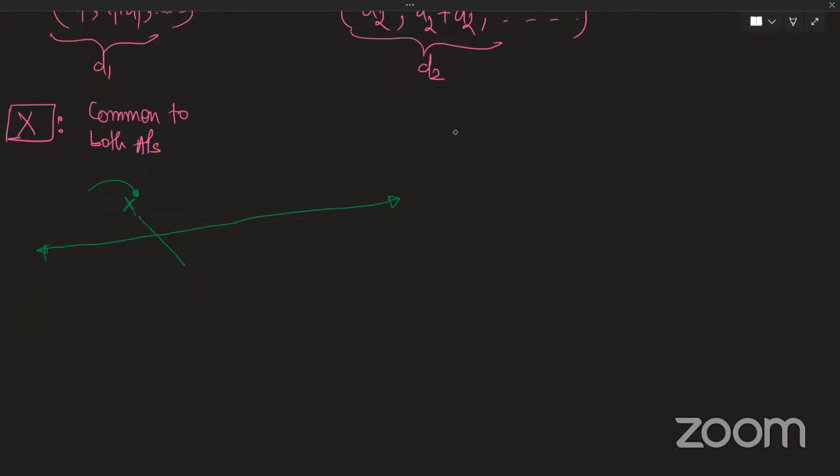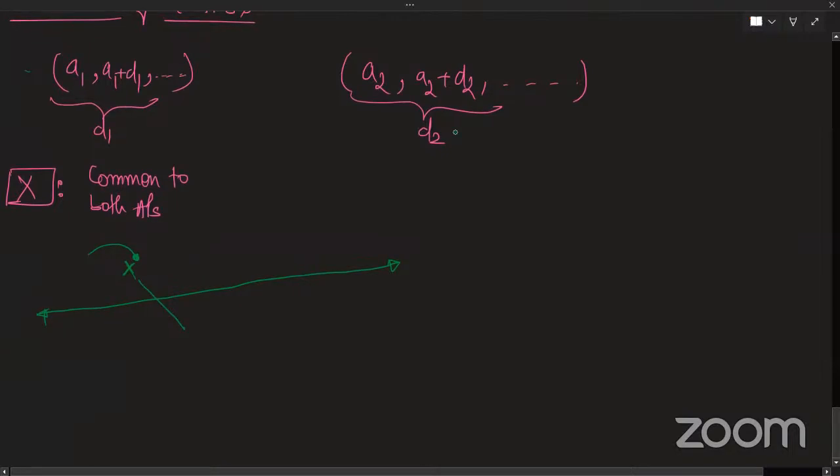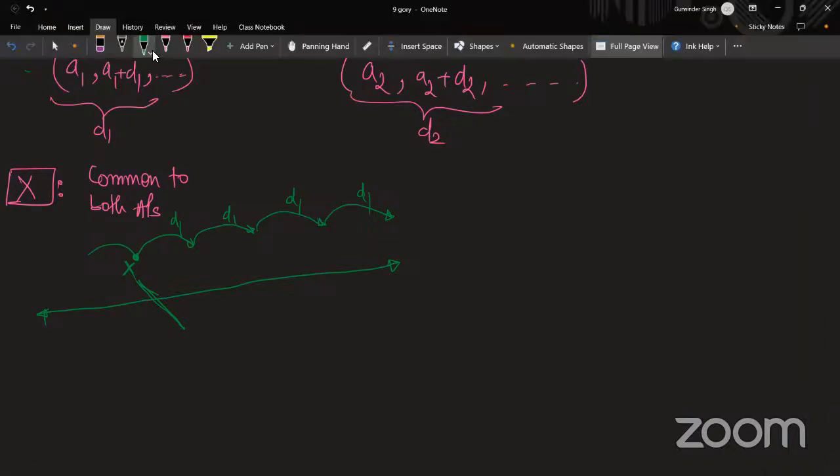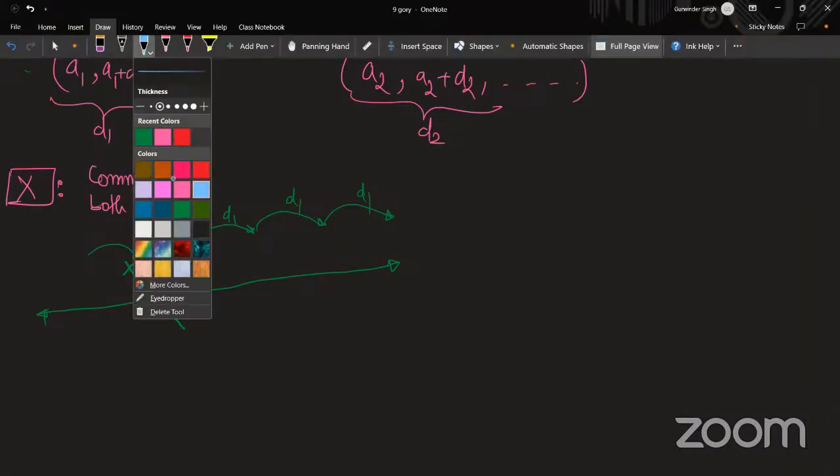So I have a number X. This is my number X on the number line. My first AP, with a common difference of D1, also comes here, at this point. After that, it takes jumps of D1, D1, D1. Similarly, my second AP is also coming at this point, X, but it will take a jump of D2.